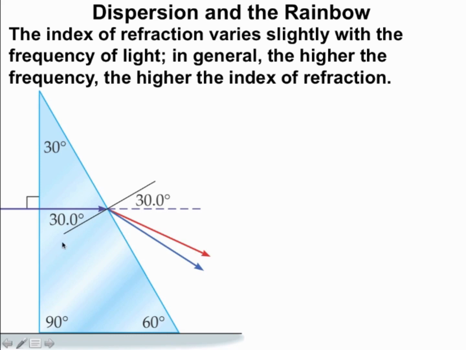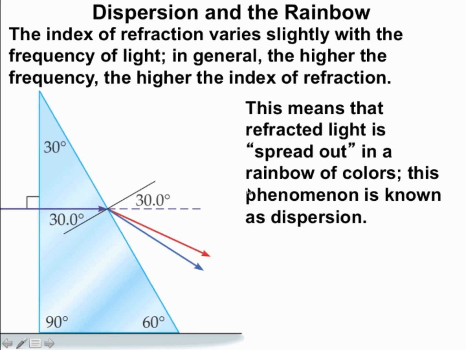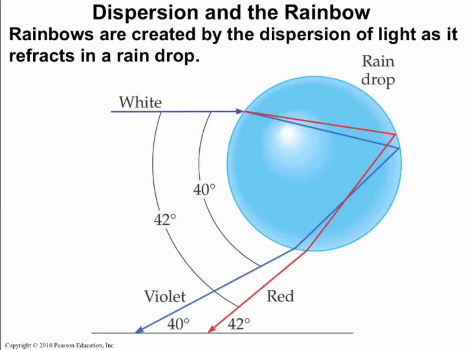All right, so if the white light enters the prism, the high energy blue is going to refract a little more than the lower energy red, and so we get a spreading there. And this means that the refracted light is spread out in a rainbow of colors, which is also known as dispersion. So refraction can also be called dispersion because we're spreading colors out. Now, rainbows are created by the dispersion of light as it refracts in a raindrop.